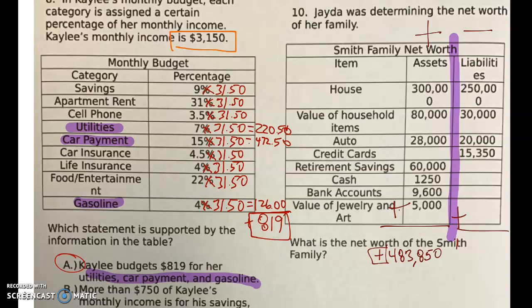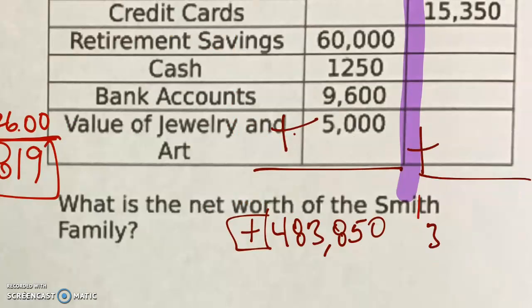So let's add up those liabilities. $250,000 in the house. $30,000 in items in the house. $20,000 in their automobiles, and all credit cards are liabilities. $15,350. Okay, so their liabilities are $315,350. And that's a negative. Okay, so now we just have to combine these two.